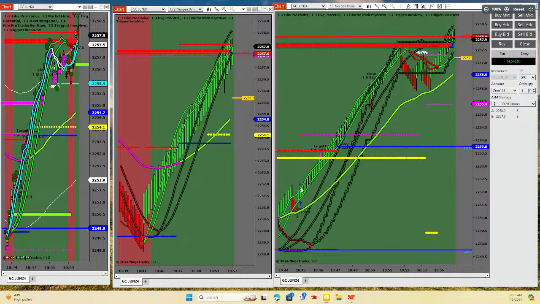Zorro says, let me get in before trouble, let me get out at trouble. And with all this momentum, if trouble breaks, hell, I'll do it again. Zorro, this is beautiful. Momentum for the win, guys. Momentum for the win.